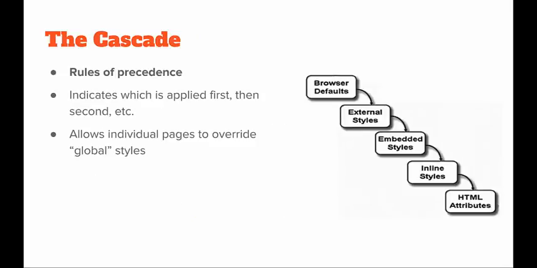It's important to remember with CSS that there can be multiple levels of CSS, so the rules of precedence become very important. These rules indicate what style is applied first, then second, and so on. It allows individual pages to override quote-unquote global styles. Now the image on the right shows you kind of this rule of precedence, this cascade if you will. We have browser defaults, and if we use external styles they will override them, and if we use embedded styles they will override external styles. If we have inline styles they will override embedded styles, and finally HTML attributes are the final arbiter.